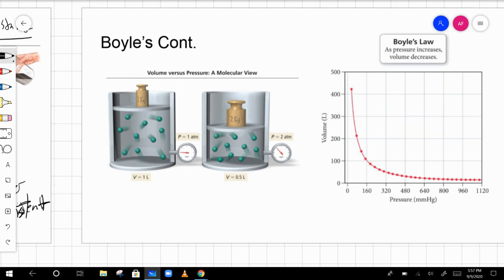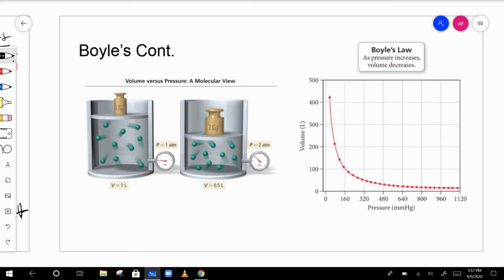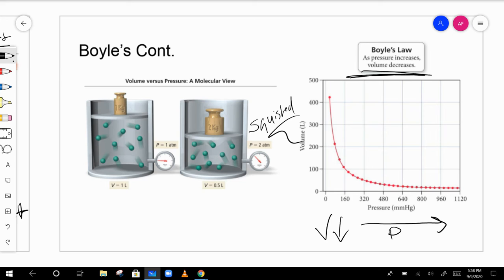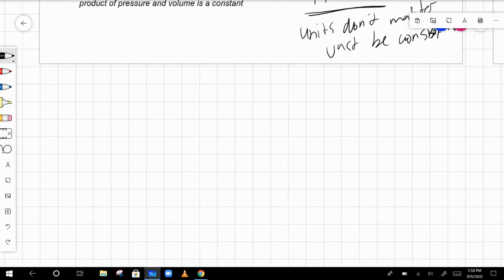Next one. So Boyle's, again, we're looking at the relationship between pressure and volume. It's really, really simple. As we increase the pressure, the volume is going to decrease. We just squish it. If we graph it, you'll see as pressure increases, volume decreases. Now, it's not perfectly linear, but that's okay. That's Boyle.